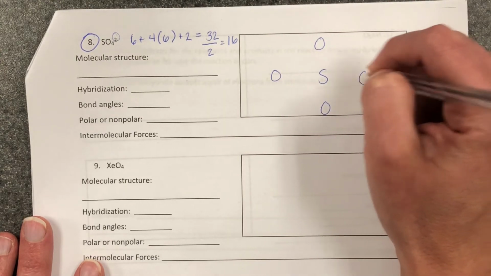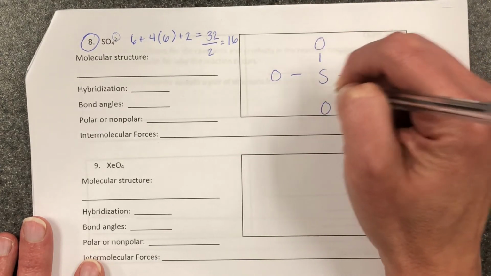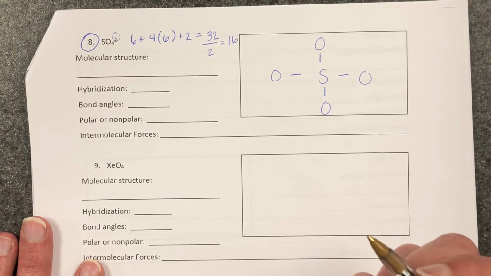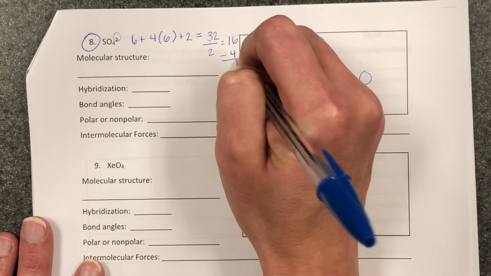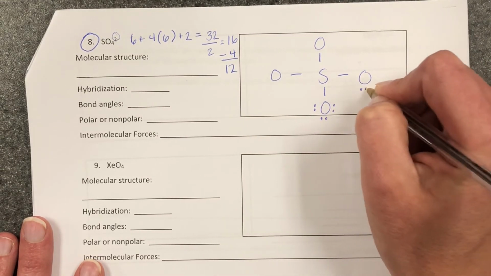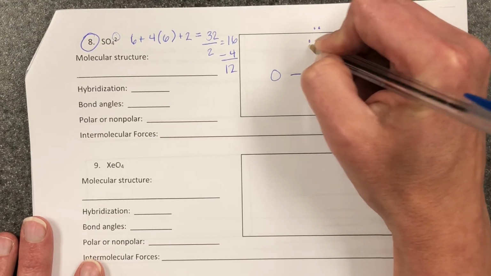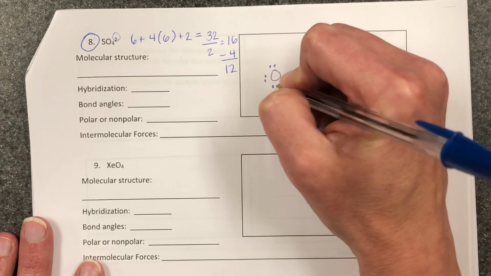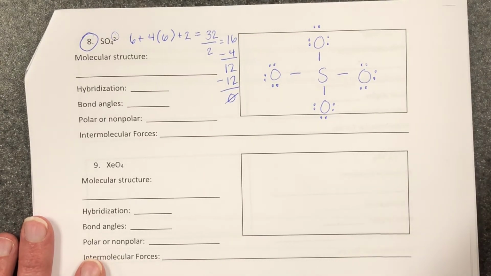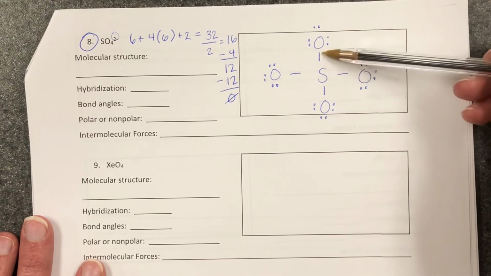I'm just going to place them around like this. And then I need to start connecting them. So 1, 2, 3, 4 pairs of electrons are going to be used to make single bonds from each oxygen to the sulfur. So I subtract 4, and that gives me 12 left. So then 1, 2, 3, 4, 5, 6, 7, 8, 9, 10, 11, 12. So all 12 pairs of electrons are used to complete the octet of those terminal oxygens. So we're done. Everything has a full octet. Everything is bonded to the sulfur.